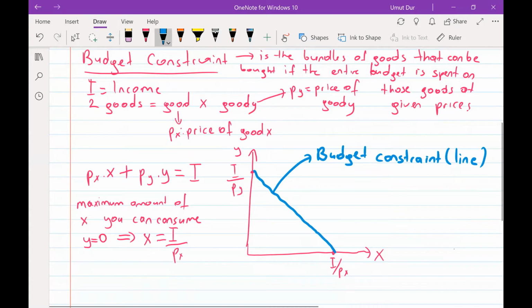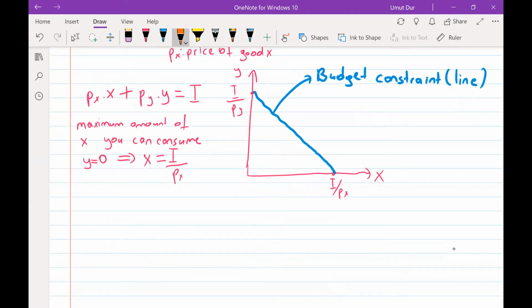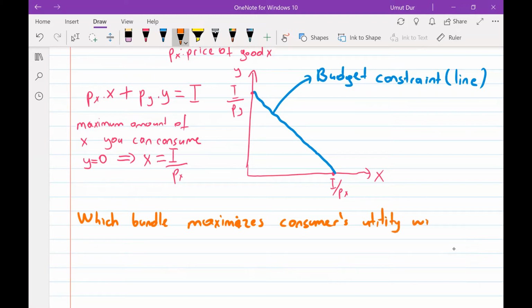So in this chapter, our objective is to find which bundle maximizes the consumer's utility with given prices and income.